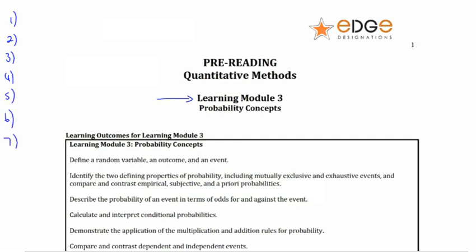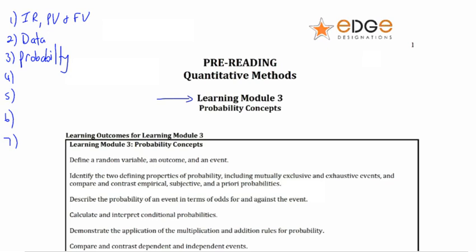Learning module 1 was interest rates. We spoke a little bit about present values and future values. Learning module 2 was all about, I'm just going to call it data. We spoke about organizing, visualizing, and describing data. There we saw standard deviations, means, variances, all that kind of good stuff. This particular learning module, number 3, is probability. And it's a good one, of course.